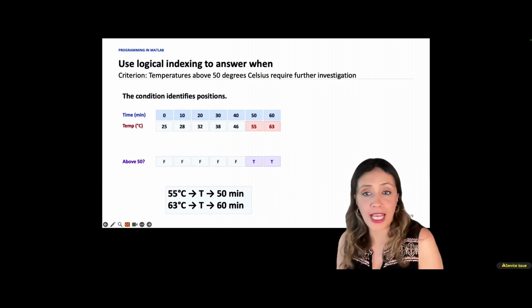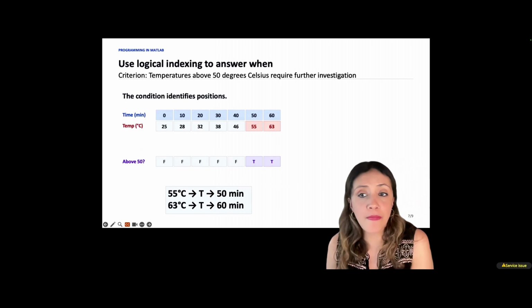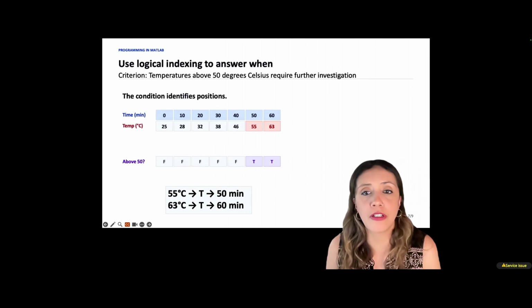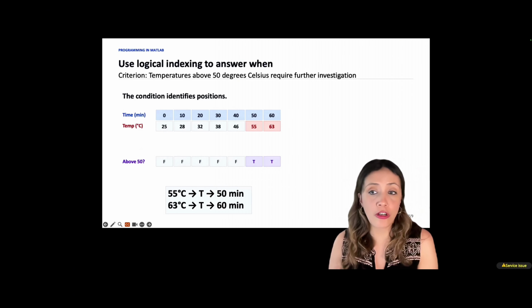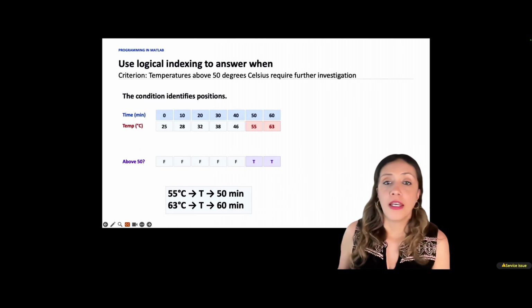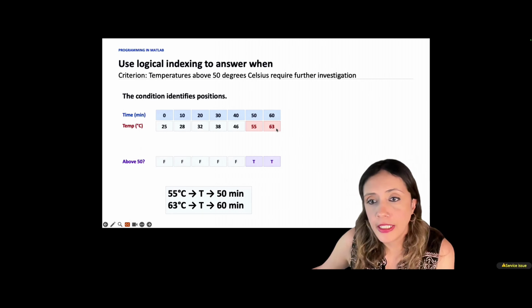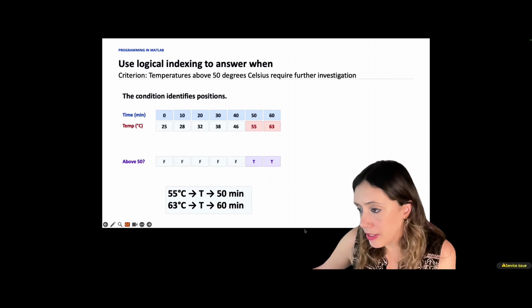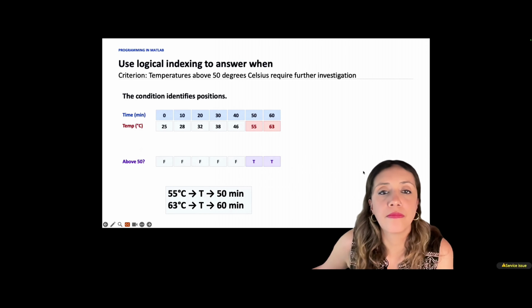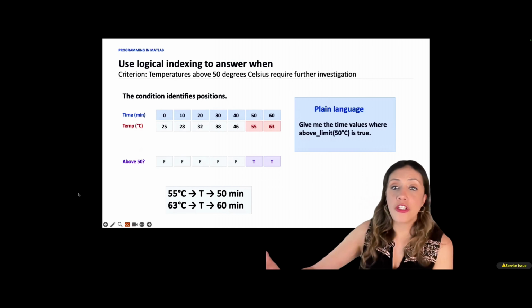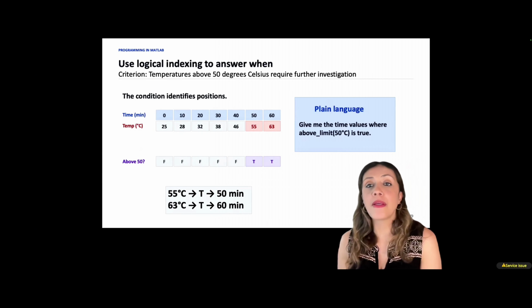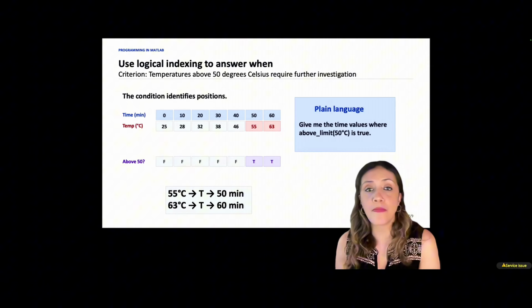Because each temperature and its measurement time are in the same position in the respective vectors, we can use the true positions of the logical array to select the correct values. Here, the true values are in the 6th and 7th position, right? So we need the 6th and 7th values from the time vector here, which are 50 and 60 minutes. So in plain language, all we just did was to say, give me the time values where the temperature is above 50, which is the limit.